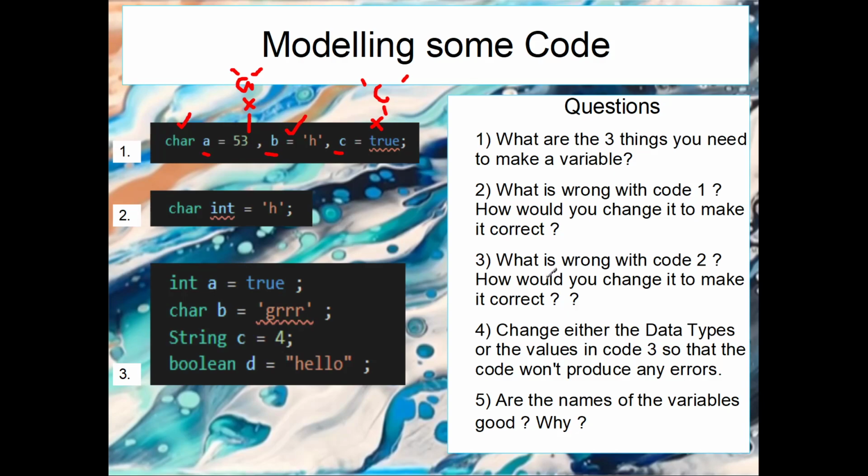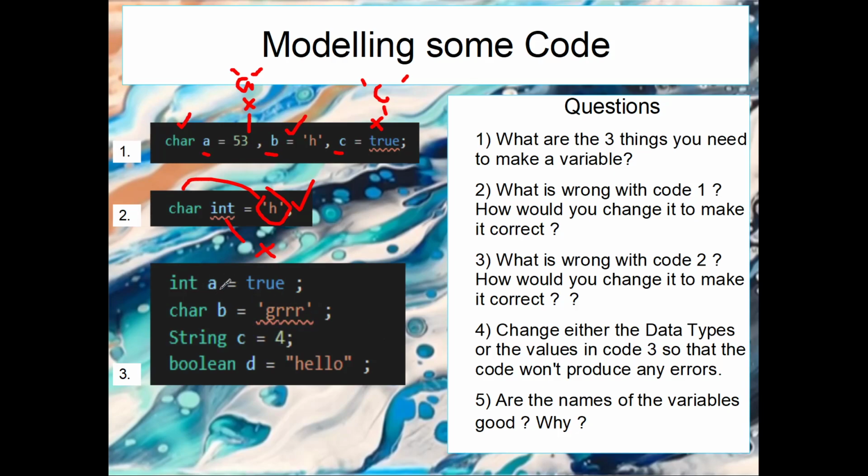What is wrong with code 2? Well, the value here matches up with the data type, so that's fine. But the name of the variable is int, and that is a keyword, so the name is bad. So you need to change it to almost any other name except for a Java keyword. What about number 3? So they're all wrong.